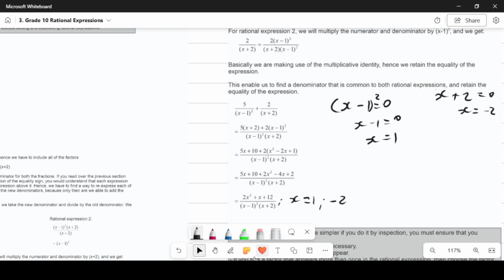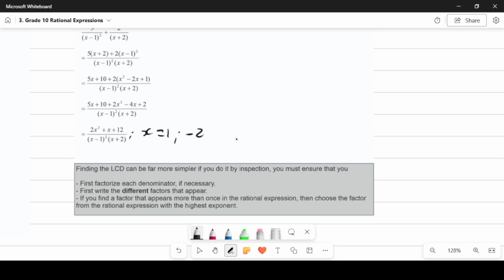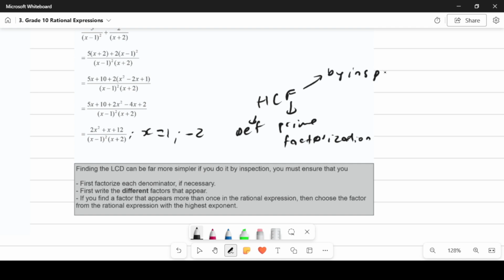To solve it using the methods that we use, which is very long. Exactly as we did with HCF, I gave you 3 approaches. I said HCF, we did the definitions approach, we did the prime factorization approach, and lastly we did what? We did definitions, prime factorization, and we did by inspection, isn't it? So now we'll do the exact same thing here.